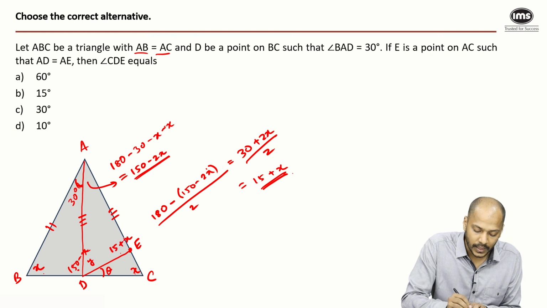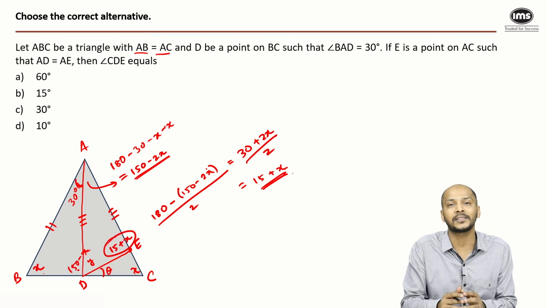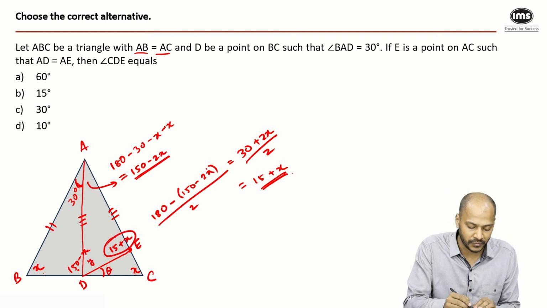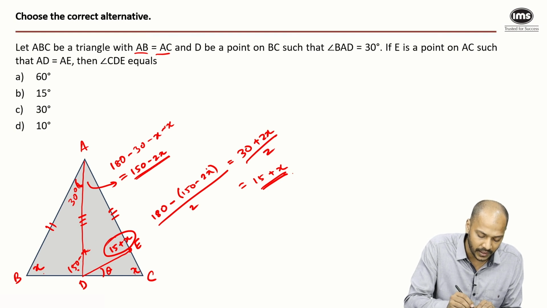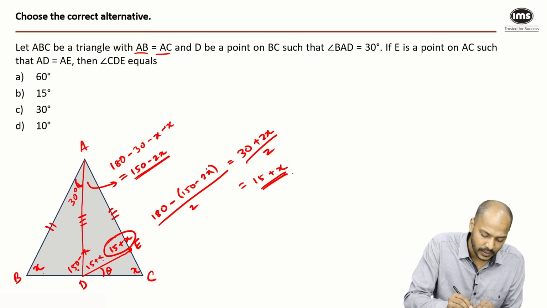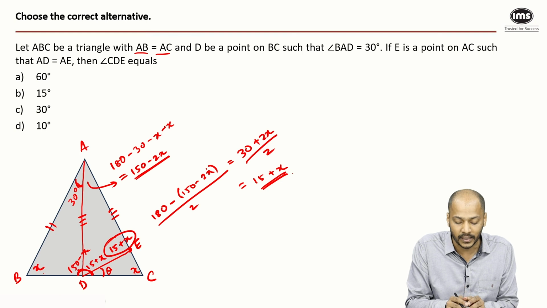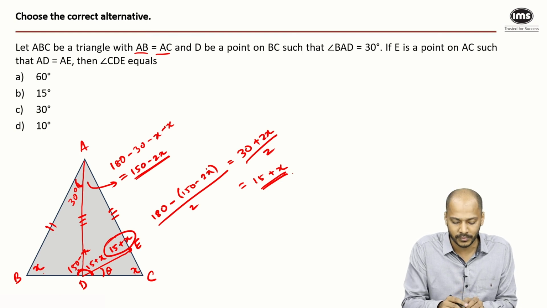Okay. Now how does this help me get to the answer? You could have written the equation that 150 minus x plus 15 plus x plus theta is equal to 180 degrees, because this is a linear angle. Angle of a straight line is 180. But I'll give you an easier approach.